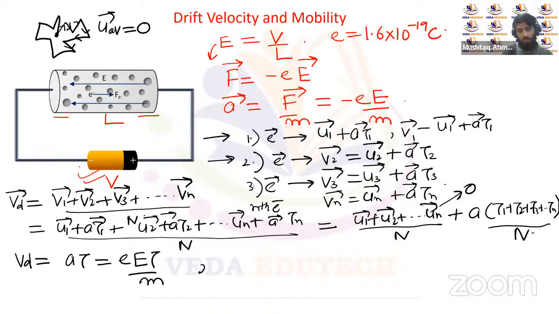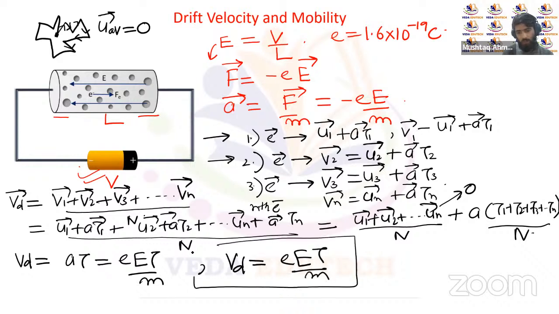So our drift velocity is equal to the charge of electron multiplied by the electric field, tau upon m. That's the drift velocity. So the drift velocity of the electron is given by eE tau upon m, where tau is the relaxation time or mean relaxation time, m is the mass of the electron, E is the electric field, and small e is the charge of the electron.